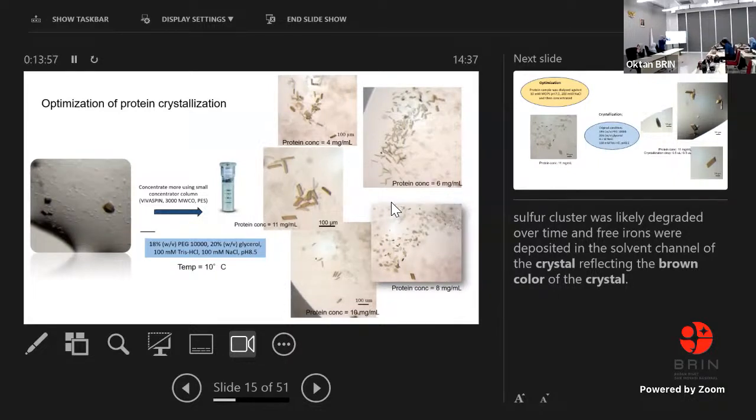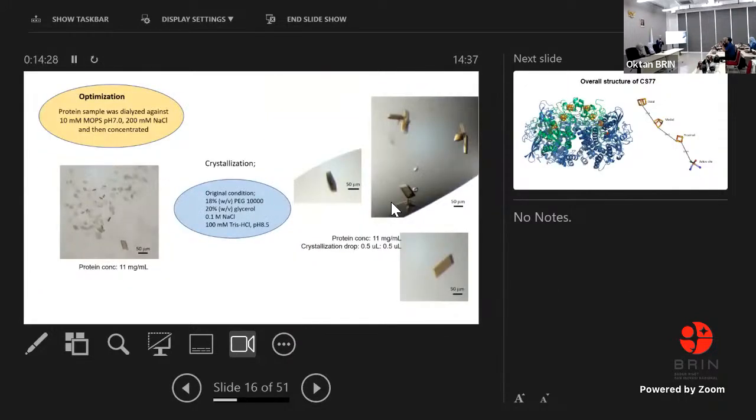We start with 4 milligrams, 6, 8, 10, and 11 milligram per mil. As the concentration gets higher, we get a much bigger, larger crystal, and the shape is much better compared to the smaller concentrations of the protein. So the next one.